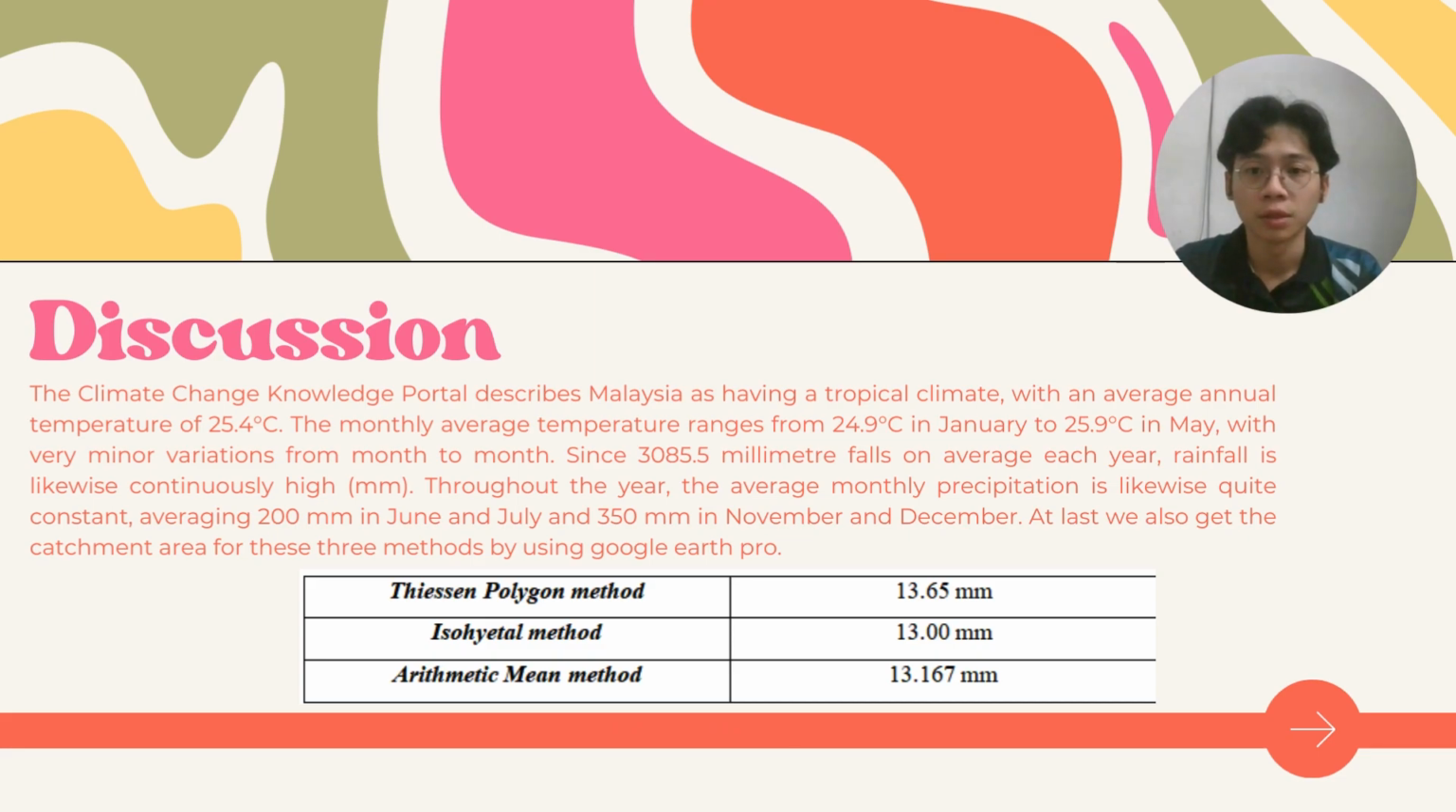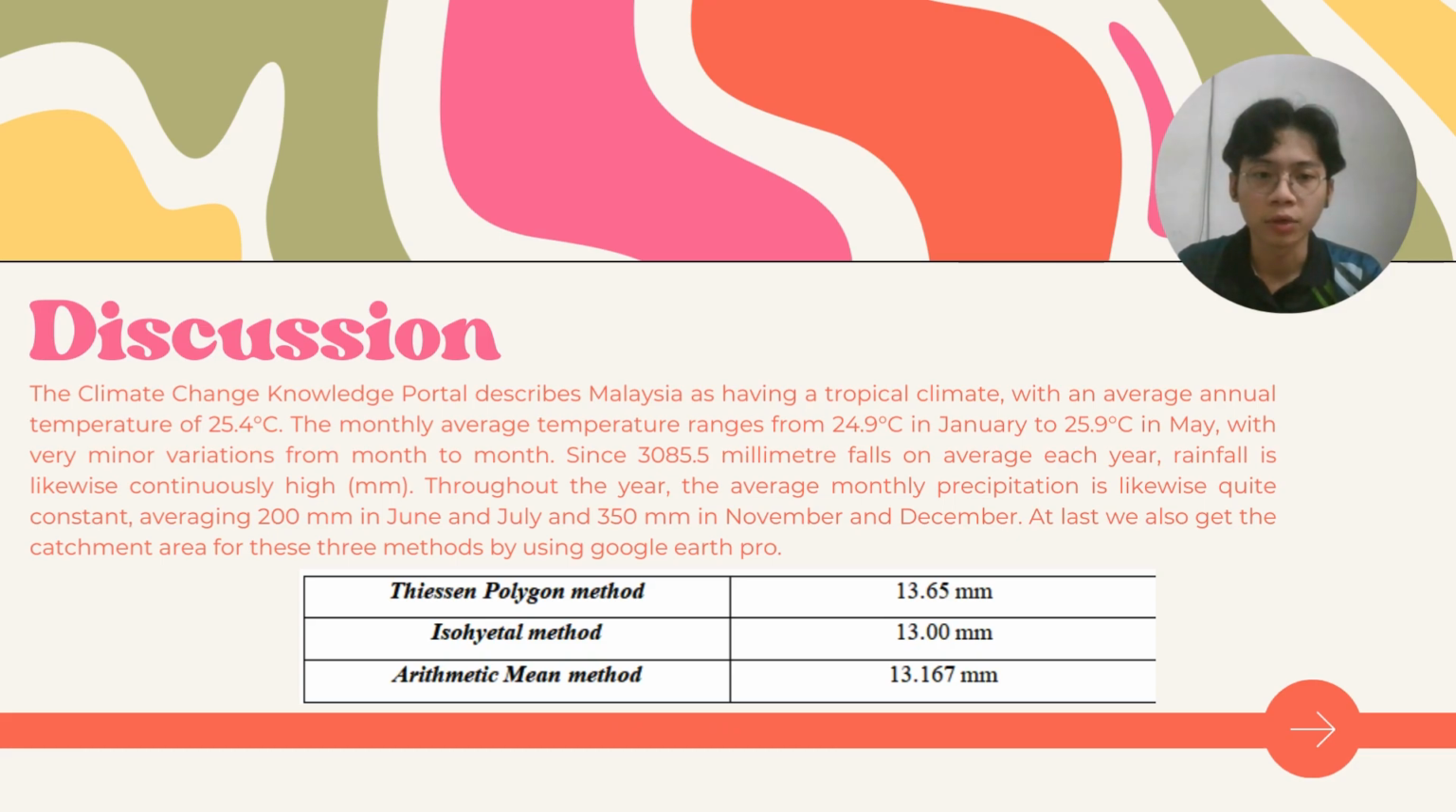This is the discussion part. The Climate Change Knowledge Portal describes Malaysia as having a tropical climate with an average annual temperature of 25.4 degrees Celsius. The monthly average temperature ranged from 24.9 degrees Celsius in January to 25.9 degrees Celsius in May, with very minor variations from month to month. Since 3085.5 millimeters falls on average each year, rainfall is likewise continuously high. Throughout the year, the average monthly precipitation is likewise quite constant, averaging 200 mm in June and July, and 300 mm in November and December.